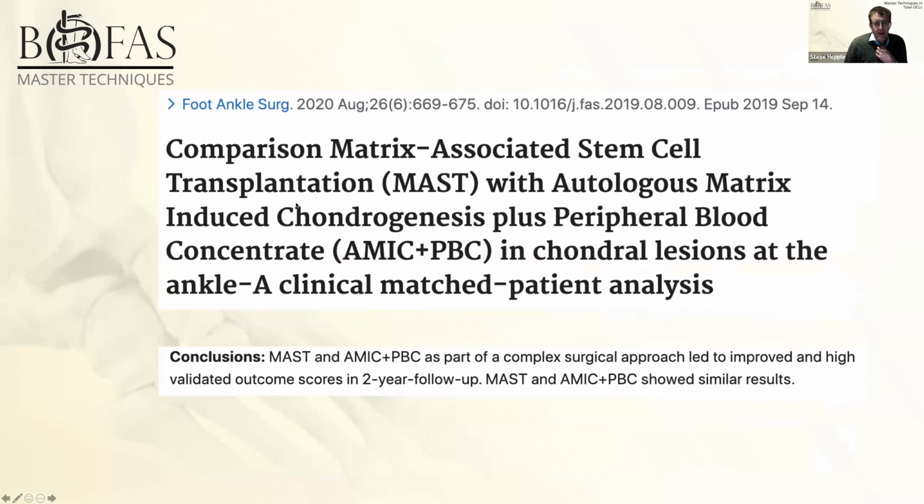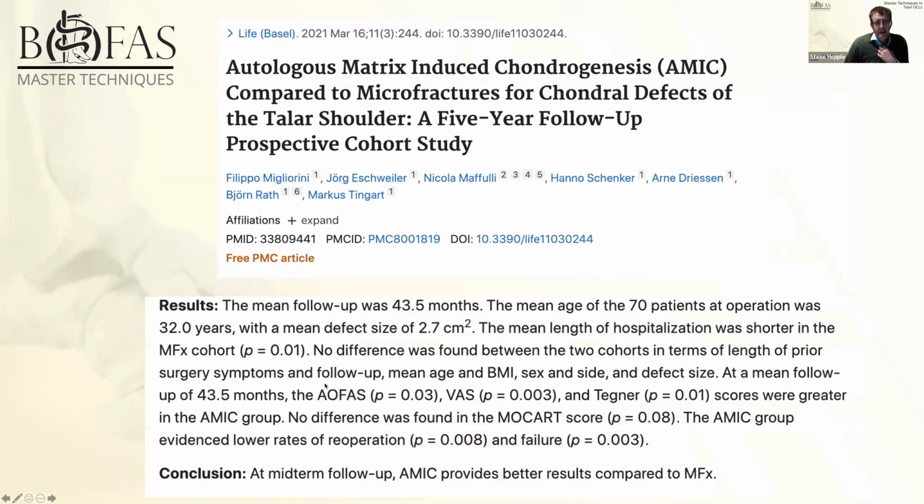And then this is an analysis of the MAST, which is using the stem cells versus the peripheral blood. And there was no real difference at 2 years. So it looks like we don't need to take marrow out of the pelvis anymore. We can just use peripheral blood with the same technique. But these are all very recent studies. They're isolated studies. And then the final one is basically a 5-year follow-up study of the AMIC, showing again good midterm results compared to microfracture.